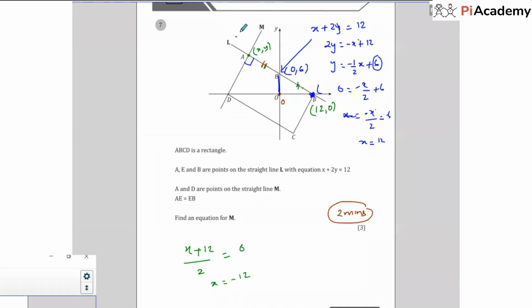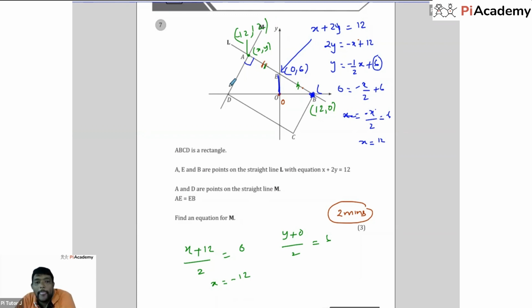So this is minus 12 comma, and then y plus 0 over 2 is equal to 6. So y is equal to 12. So this point is minus 12 comma 12. Okay, now you have this point. This point is on the line M as well.